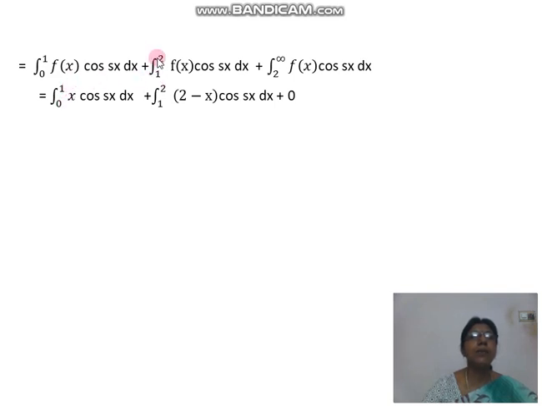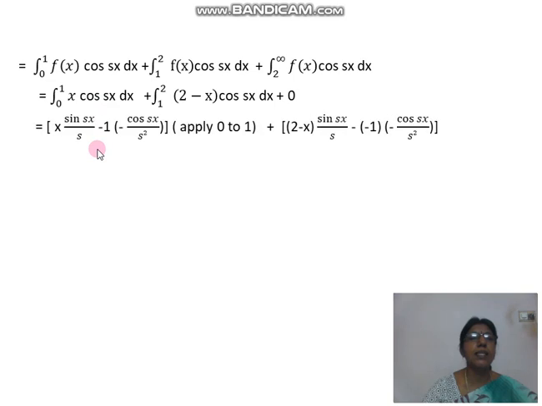Next, in the interval 1 to 2, f(x) is 2 minus x. For x greater than 2, f(x) is 0. Finally we get two integrals. Next, this is in the form of the integral of u dv. This is the integral of u dv. You write here that the integral of u dv can be written as u into v minus the integral of v du.